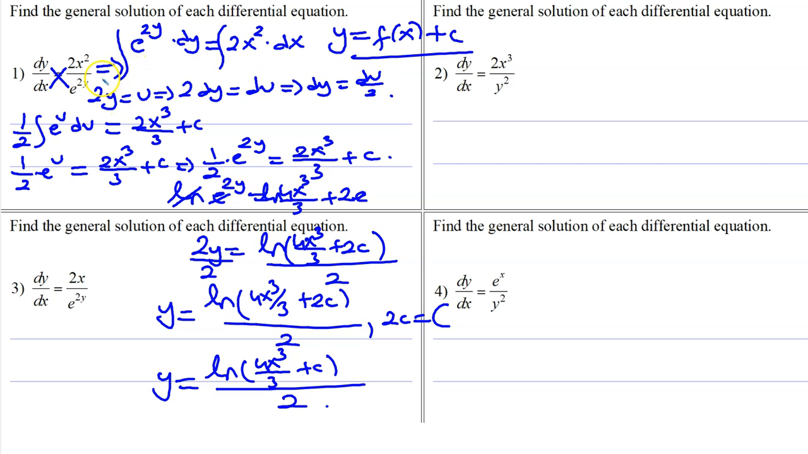So first we did the cross multiplication. As a result of that, we got the variables separated. Then we applied the u substitution for the left hand side integral, and we got 1/2 times e to the power of u. Then I switched u back with 2y, and I got 1/2 times e to the power of 2y equals 2x cubed over 3 plus c. Then I took the natural log of each side to cancel ln and e, and we got 2y equal to this expression. I divided by 2, and then we got this result. So this is my general solution.